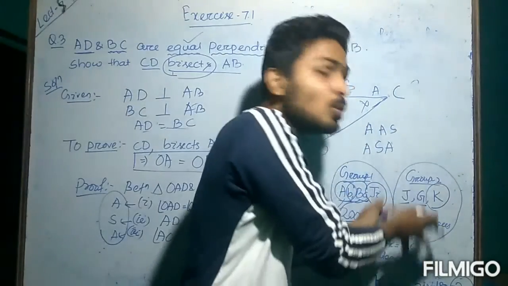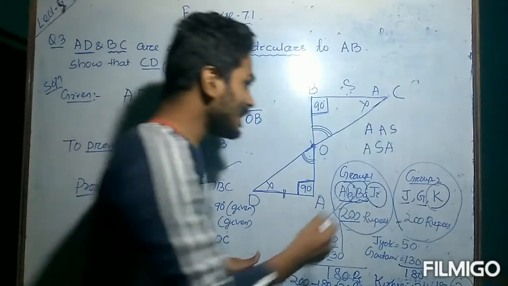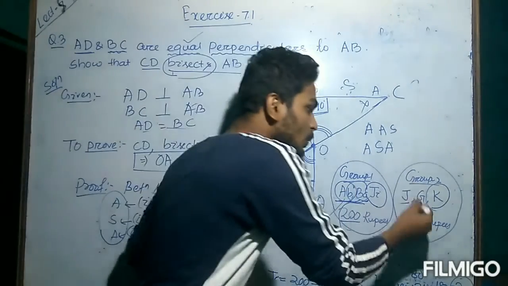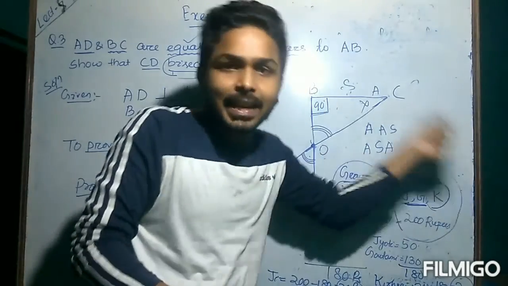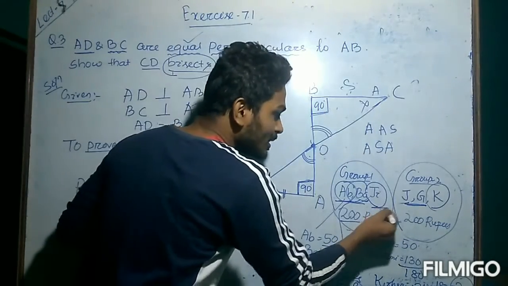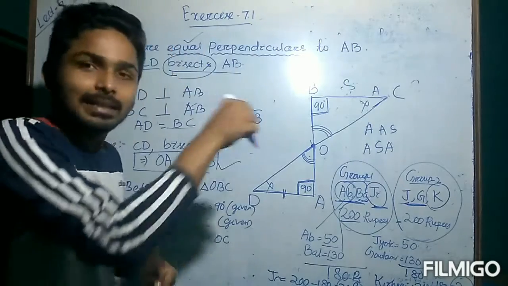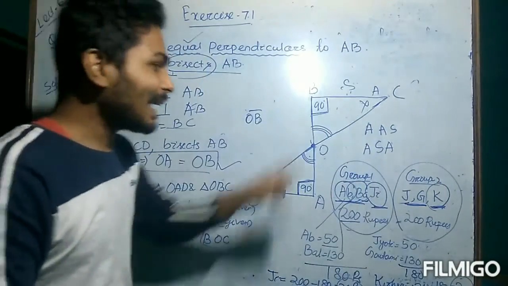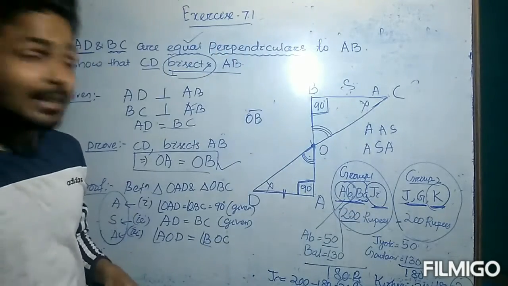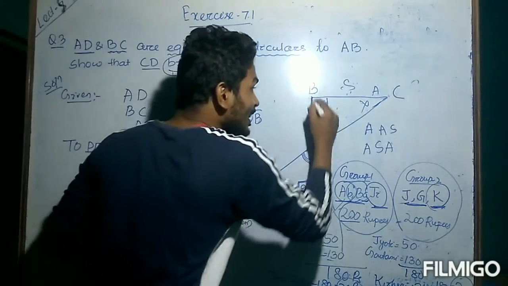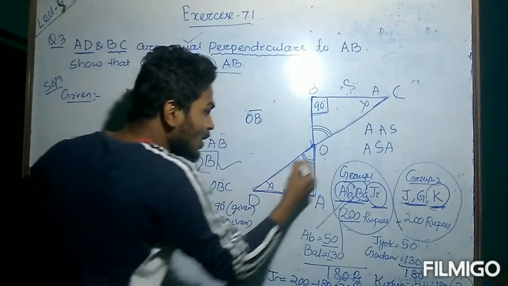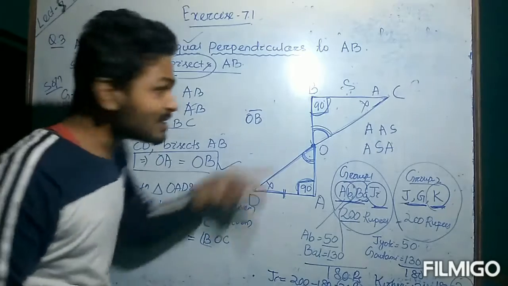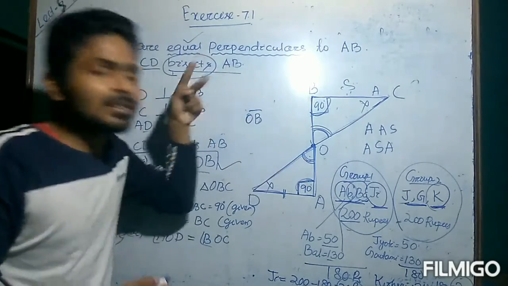So what do we get from these two data? We have got that if, between two groups, any two persons' amounts are equal to another two persons' amounts in the second group, then the amount with the third person from the first group is equal to the amount with the third person from the other group. And the same rule is applied here. Here also you can see, in the triangle OBC and the triangle OAD, this angle is equal to this angle and this angle is equal to this angle. It means these two angles are equal to these two angles.